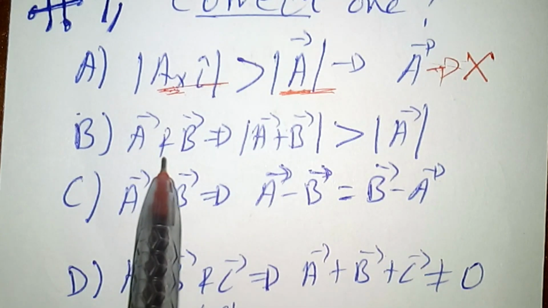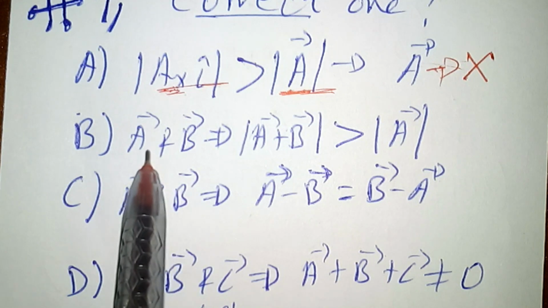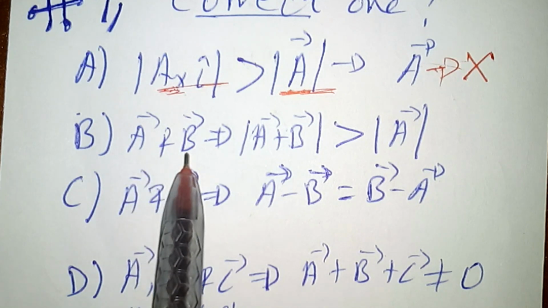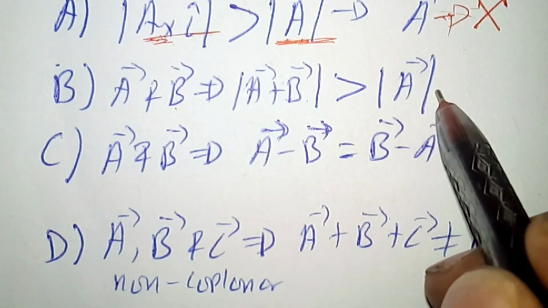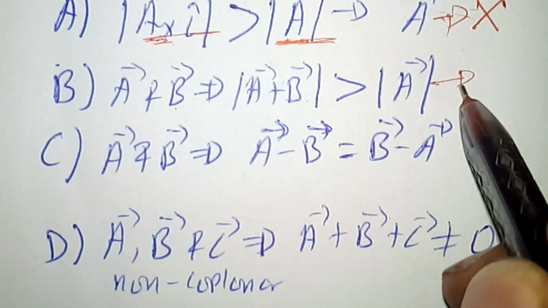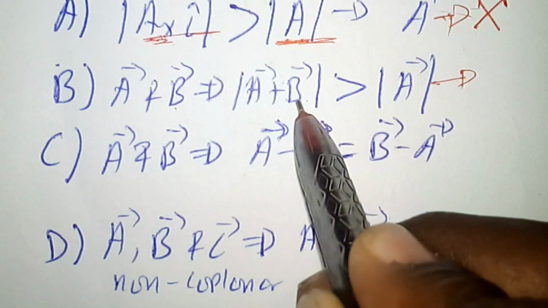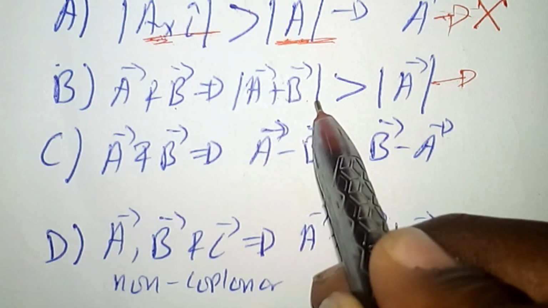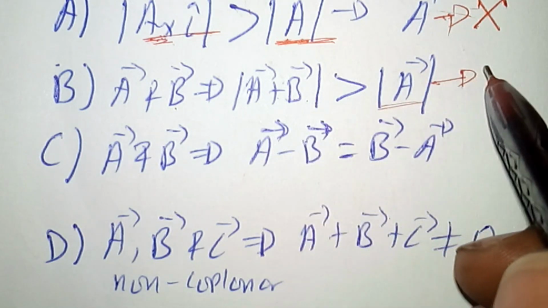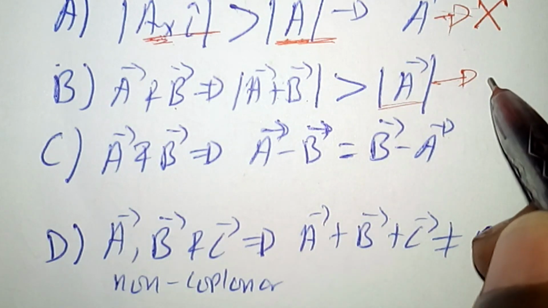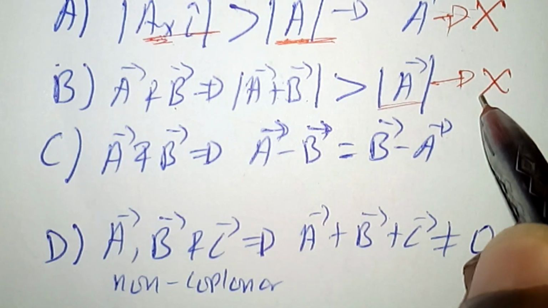Alternative B says for any vectors A and B, that means for any non-zero vectors A and B, the magnitude of A plus B is greater than the magnitude of A. But this is not always true. The magnitude of A plus B can be less than even the magnitude of vector A or the magnitude of vector B, it can. So this is not always true.